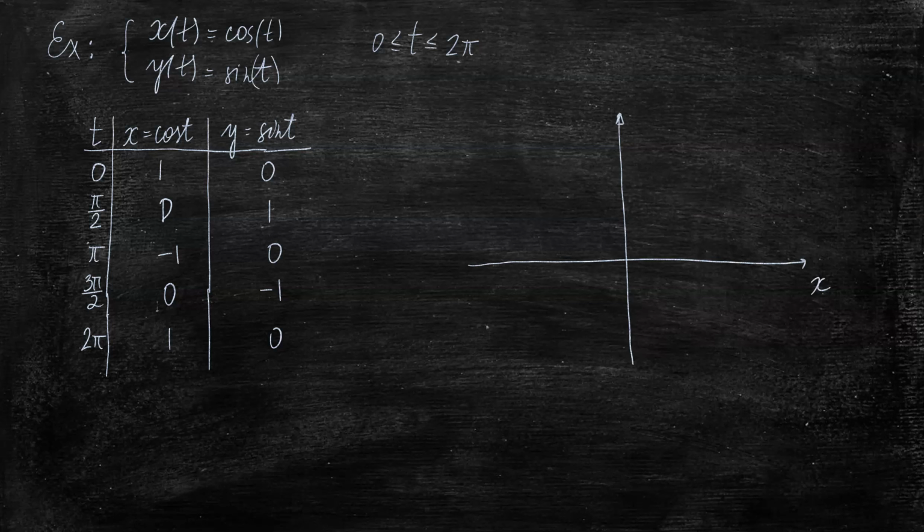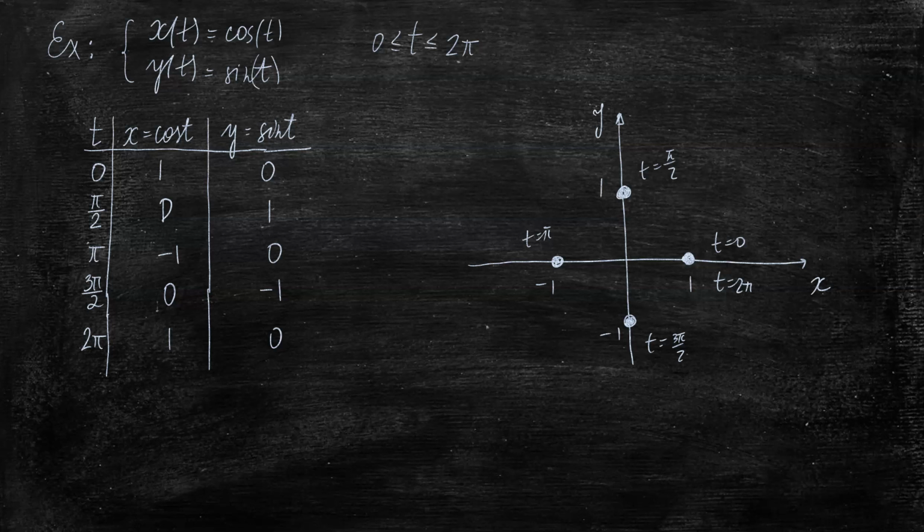We have, at t equals 0, so these are my units, and at t equals 0, we're actually right here. At t equals pi over 2, we are right here. And at t equals pi, we're here. This is t equals 3 pi over 2. And this is also t equals 2 pi. So if you guess that it's a circle, you guess it right.